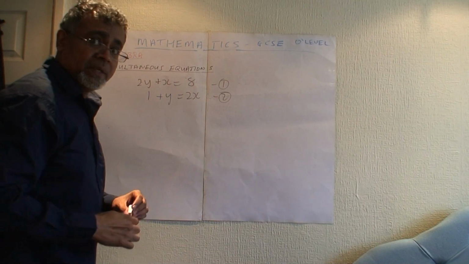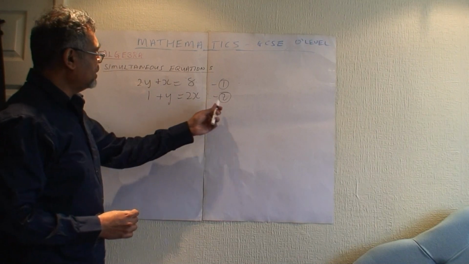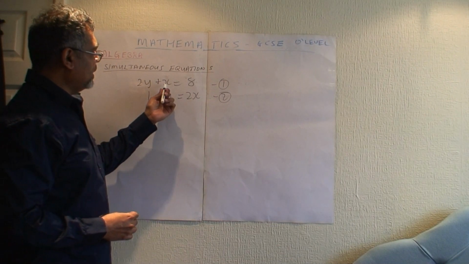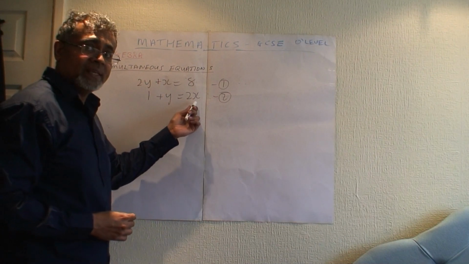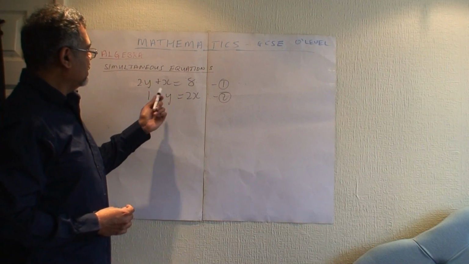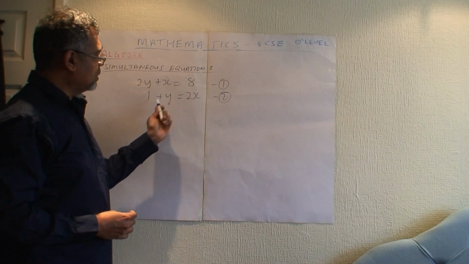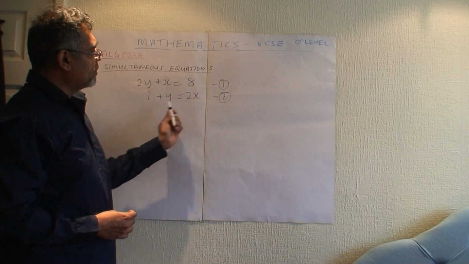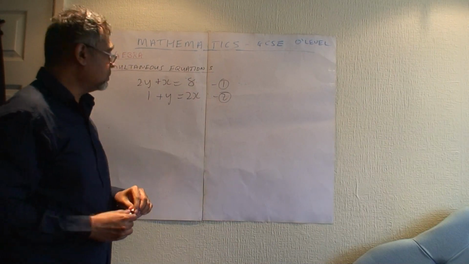Alright, here we have two equations. The second one looks quite different from the first because it's arranged differently. The x is here, but the x is also here on the right side of the equal sign. We have the 1 on the left side, but the 8 is on the right. So we want to rearrange the second equation so it looks like the first one.